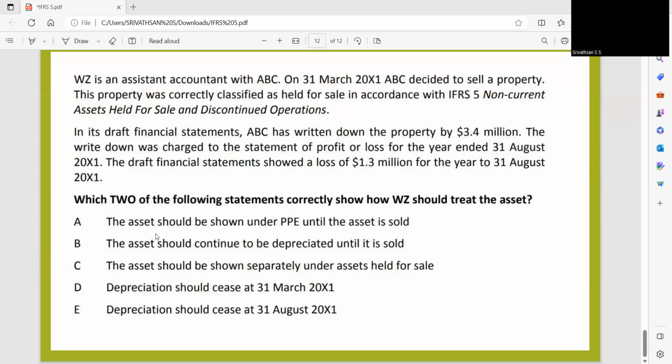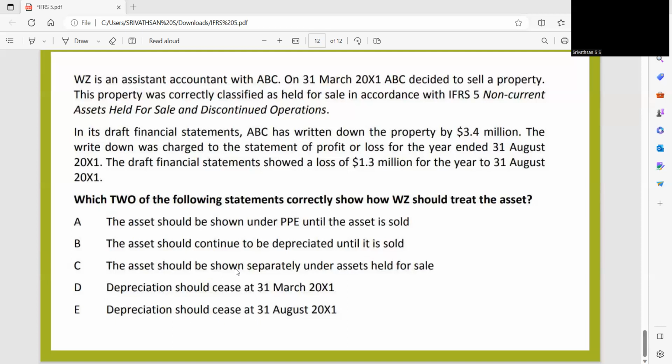So let us look at options one by one. The asset should be shown under PPE until the asset is sold. This is not correct, because once an asset has been classified as a non-current asset held for sale, it should be removed from the non-current asset section and it should be shown as a separate line item. So option A is not the right answer. The asset should continue to be depreciated until it is sold. No, this is also not right, because once an asset has been classified as a non-current asset held for sale, it should not be depreciated anymore.